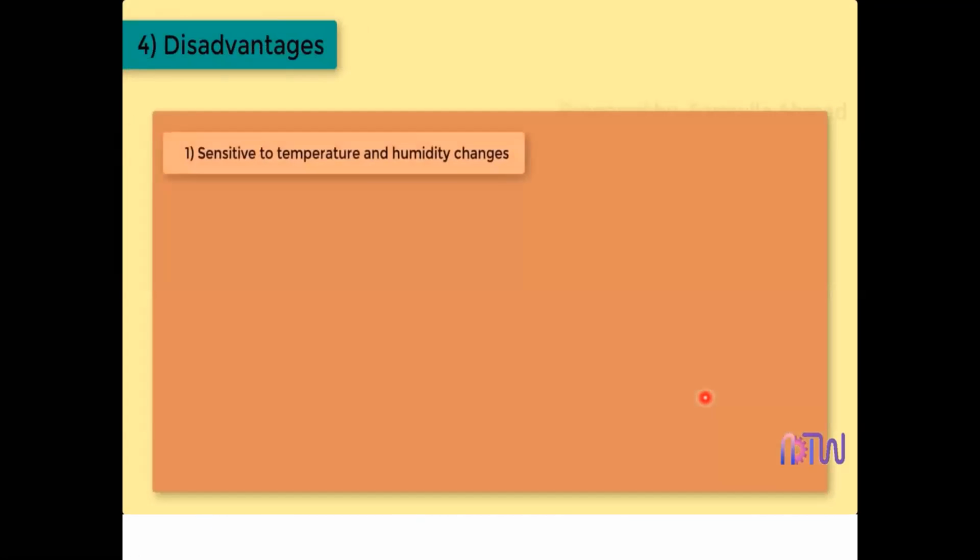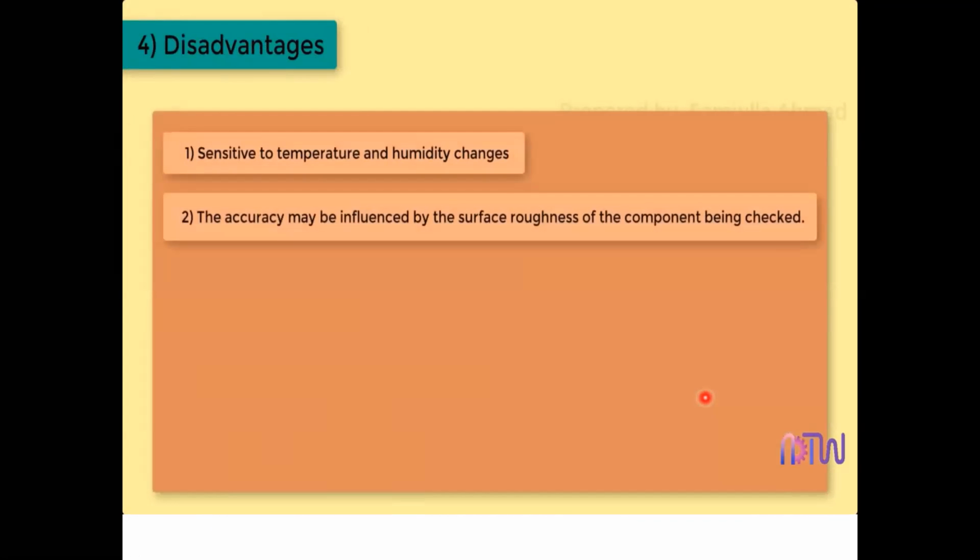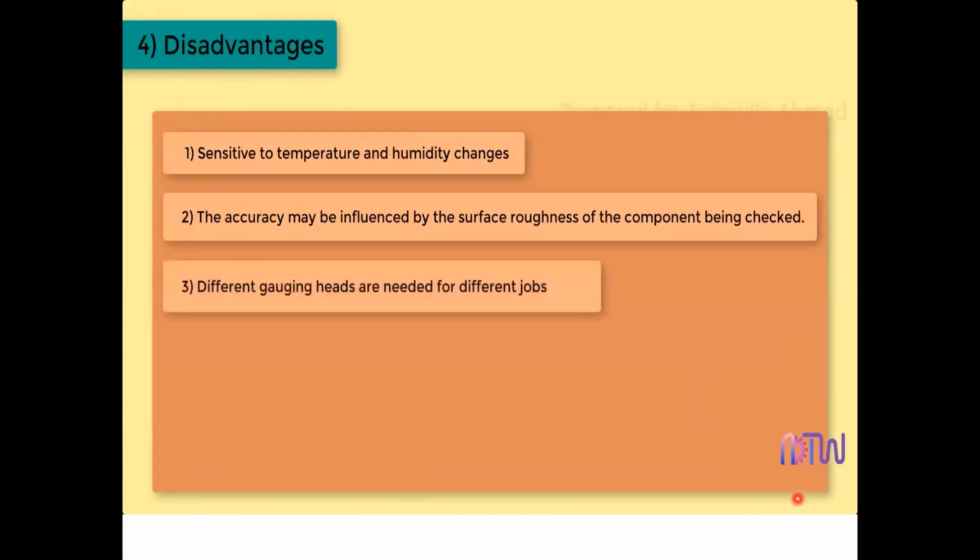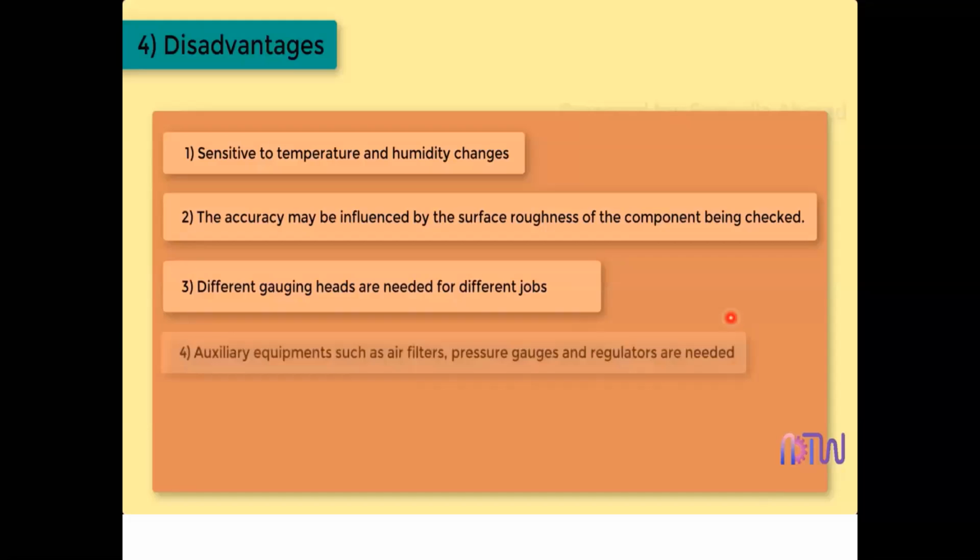Disadvantages. They are very sensitive to temperature and humidity changes. The accuracy may be influenced by the surface roughness of the component being checked. Different gauging heads are needed for different jobs. Auxiliary equipment such as air filters is needed.